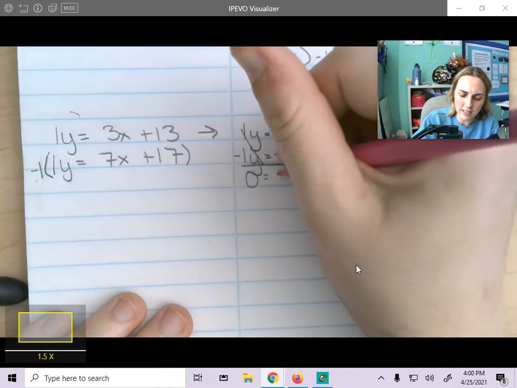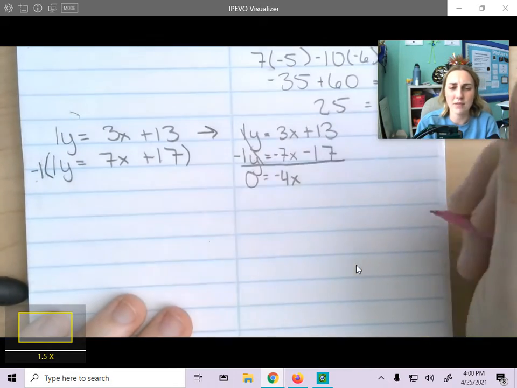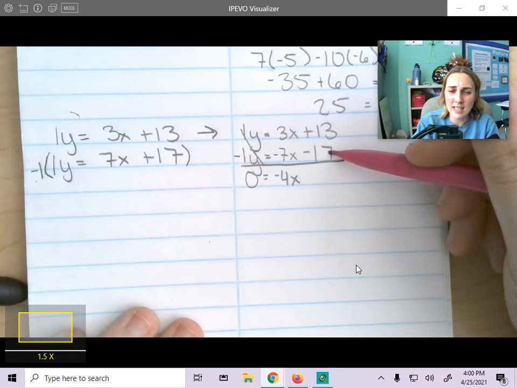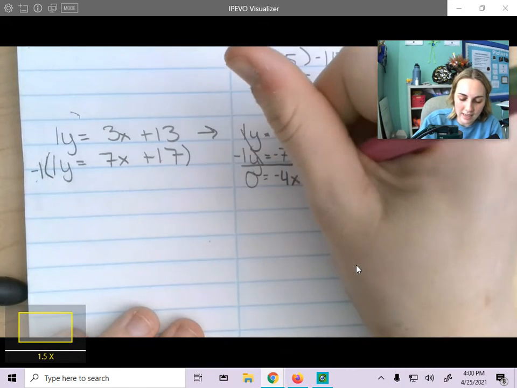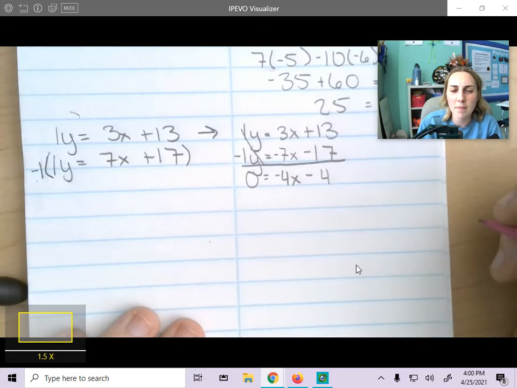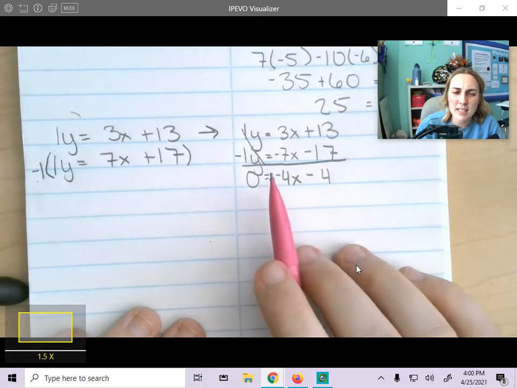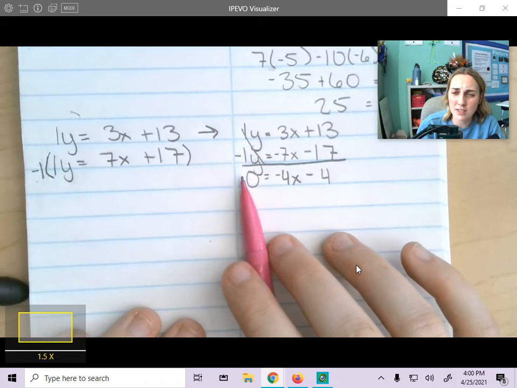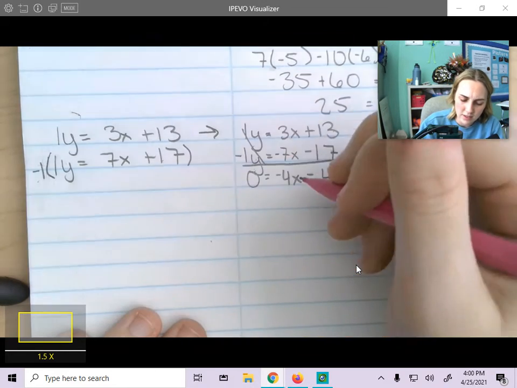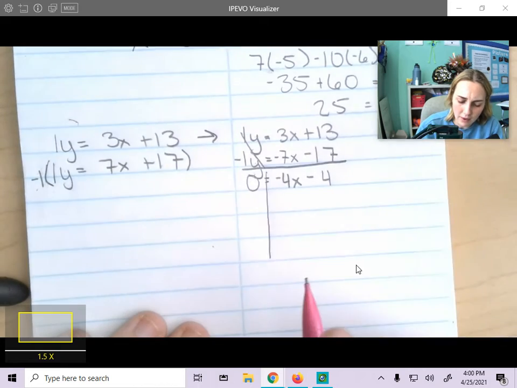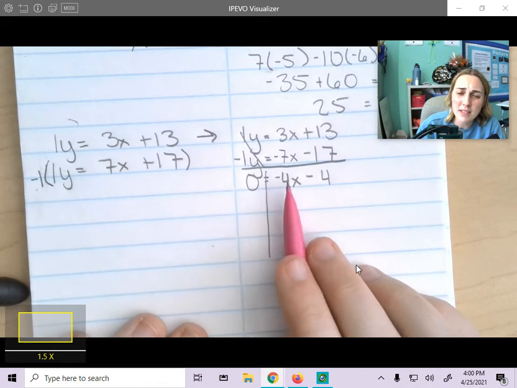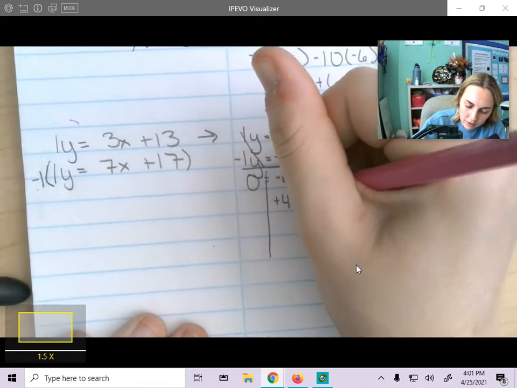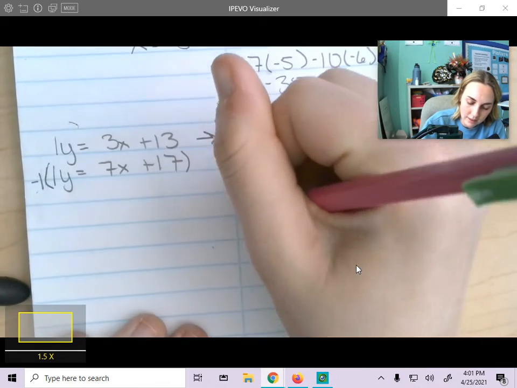3 minus 7 is going to leave me with a -4x left over, okay? And then 13 minus 17, again, is going to leave me with a -4 left over, okay? Now, what I want to do is move this over to this side of the equal sign just so I can go ahead and solve for x. If I want to move this over here, I need the opposite of a -4. Opposite of a -4 is a +4. I'm going to do that on both sides.